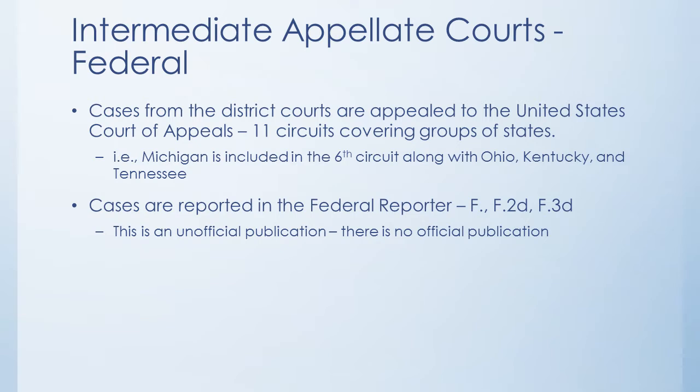The intermediate appellate courts handle appeals from the lower level courts. In the federal system, there are 11 circuits covering groupings of states. Cases in these courts are reported in the Federal Reporter.